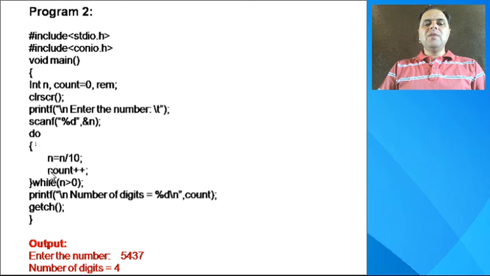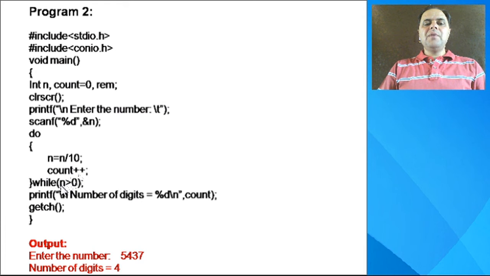So do n equal to n divided by 10, count plus plus, while n is greater than 0. For example, if I execute this code, enter the number. I have entered 5437. So 5437, n divided by 10. Since this is an integer, it becomes 543 because 0.7 will be truncated. So count plus plus, count becomes 1.